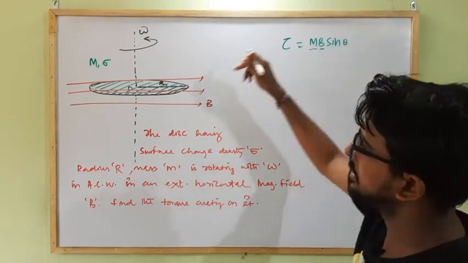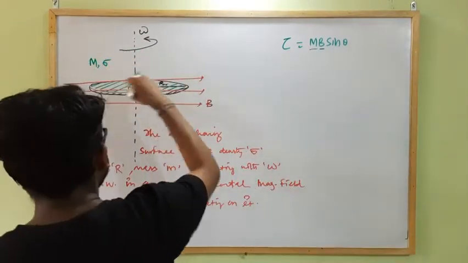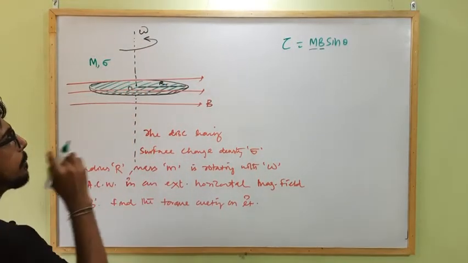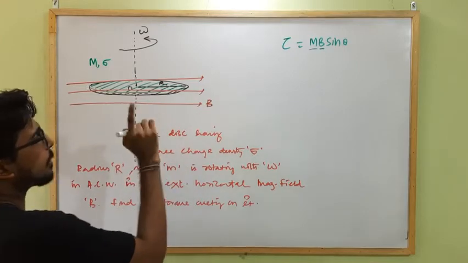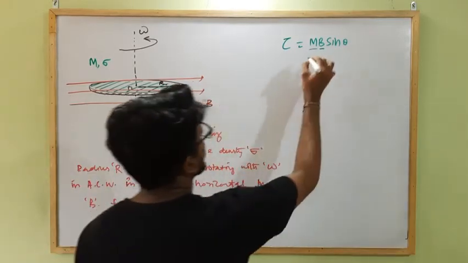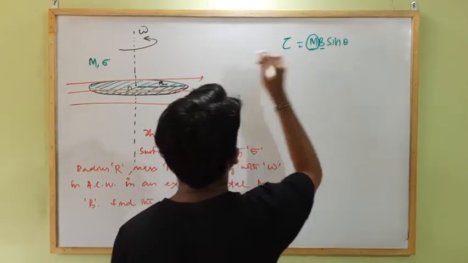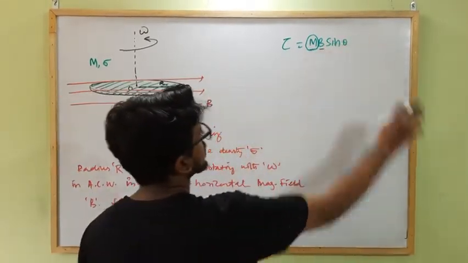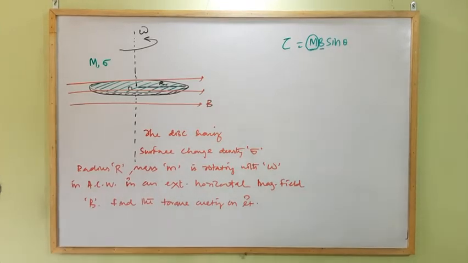So here it is, a charged disk which is rotating with angular velocity omega. The B is along this direction. First of all, we have to find out the magnetic dipole moment of the disk. This is our M. Once we get M, then we can easily find out MB sin theta. So how to find out the magnetic dipole moment?